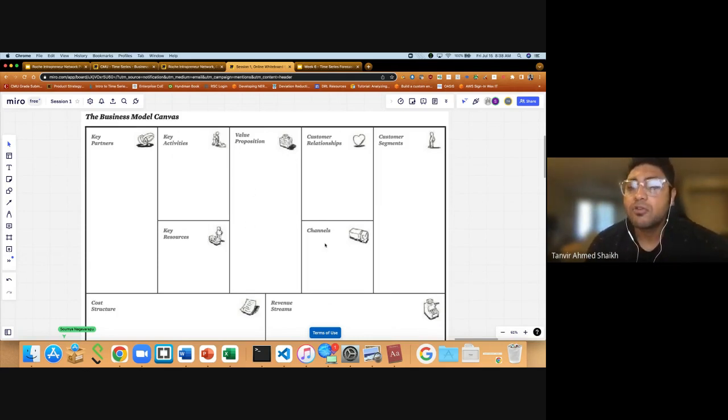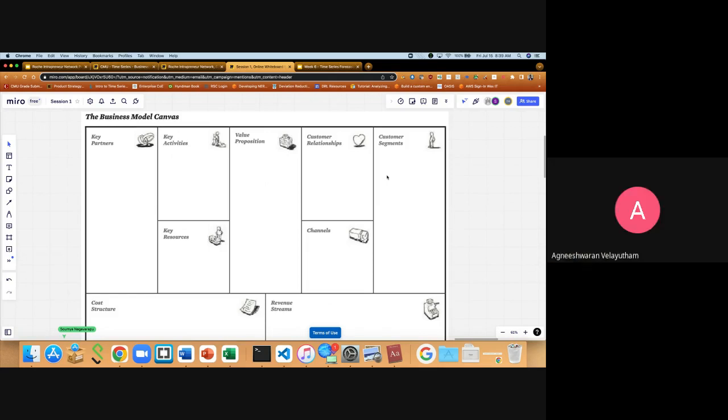Then you have to figure out what kind of relationship I want to maintain with my customer. Let's take an example. Say you're a bank. In a bank, what are the different types of customers that come to a bank? What are the different customer profiles that banks target? Can someone answer, what are the different types of customers? Go for it, Agnisharan. Yeah, first segment would be the college students who would like to have a bank account.